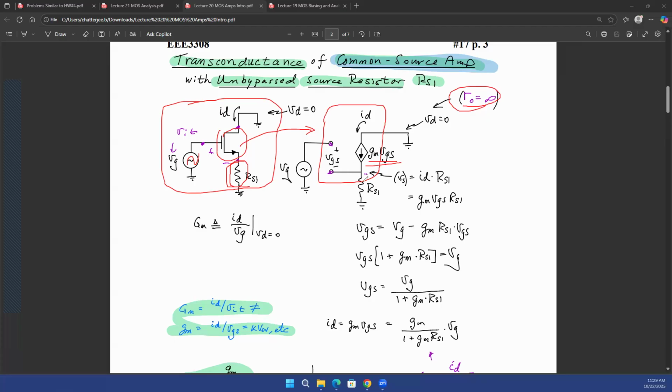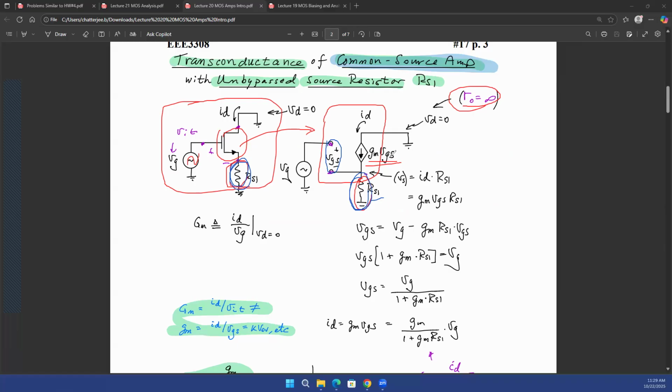With that, what you have now is a source resistance connected here. Let me draw that with a different color. So you have a source resistance connected here, RS1. That's this RS1. Now what we know about the transistor is that it sees this VGS, gate to source voltage, and converts it to an output current of gm times VGS.